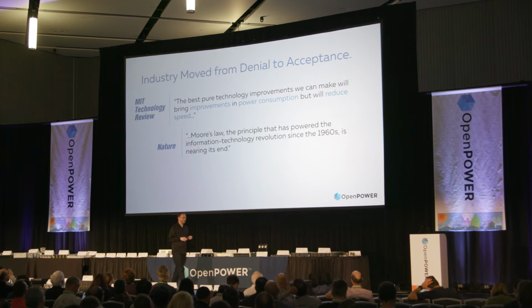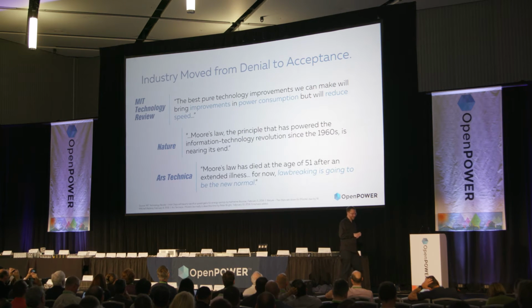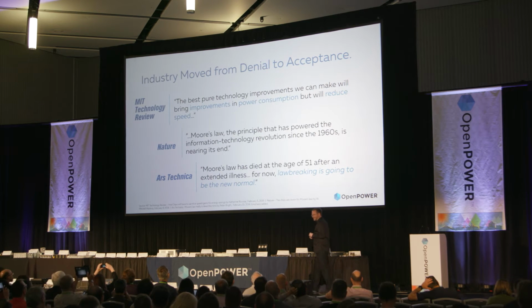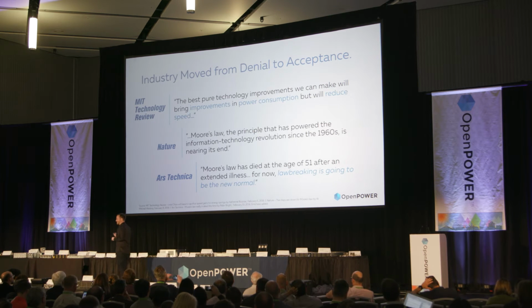And then Nature. So all the people that publish in general scientific journals understand this. And finally, my favorite one, Ars Technica. We're going to get into a little more here. They wrote an article. They're more for the hackers and the enthusiasts. And Moore's law is dead after an extended illness. And in the future, we're going to have to break laws. That's going to become normal, breaking laws in how we write software and design systems.